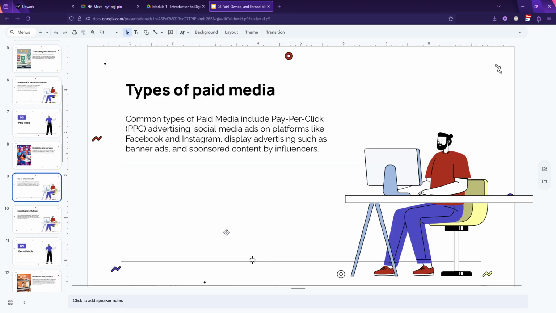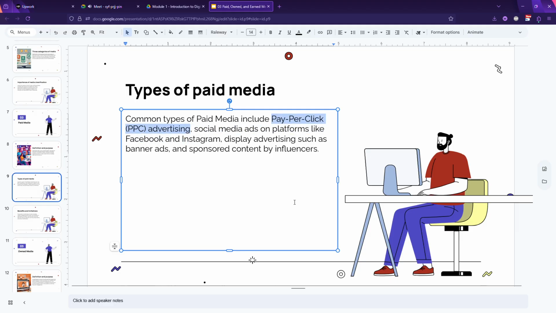So types of paid media. Some of the common types are pay-per-click advertising. This is where Google and other places call it PPC ads. So the payment model will be dependent on how many people are clicking on your link. The more people click on your link, the lesser your cost per click will be.